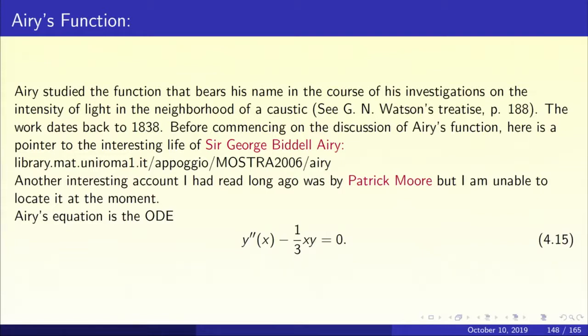Before commencing on a detailed account of Airy functions, I'd like to point out a certain historical article on the life of Sir George Biddell Airy. He was an astronomer and a director of the Greenwich Observatory in London. A very interesting account I had read long ago was by the astronomer Patrick Moore, but I am not able to locate the exact article now. Maybe you should try to look for Patrick Moore's account of George Biddell Airy on the internet, if you will.